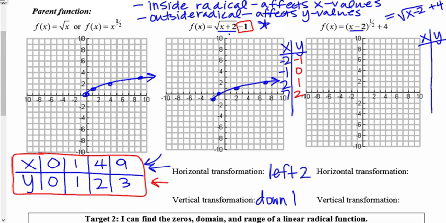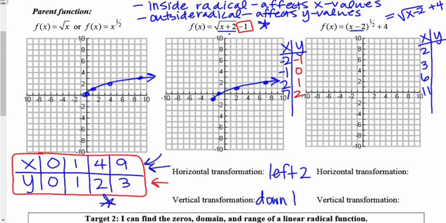Anything taken to the 1/2 power is the same thing as taking the square root. So I have x minus 2, but don't forget, what's inside lies. I'm going to do the opposite of that, meaning I'm going to add 2 to all of my original x values from my parent table. So looking at my very beginning parent table, put a star by it, I'm going to add 2 to all of those x values. So I get 2, 3, 6, 11.